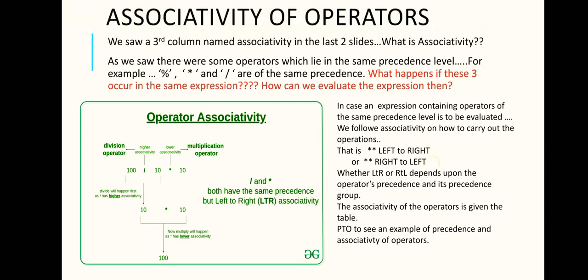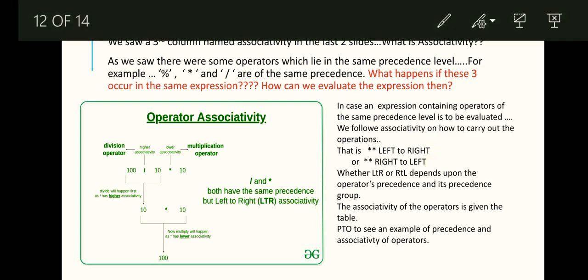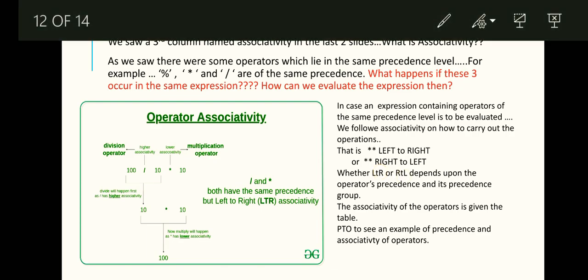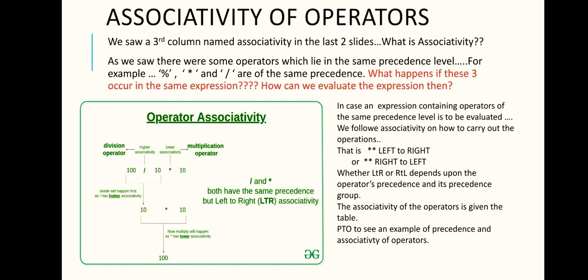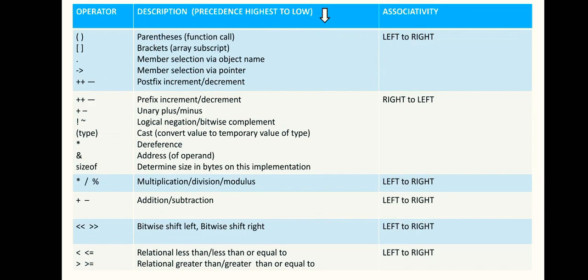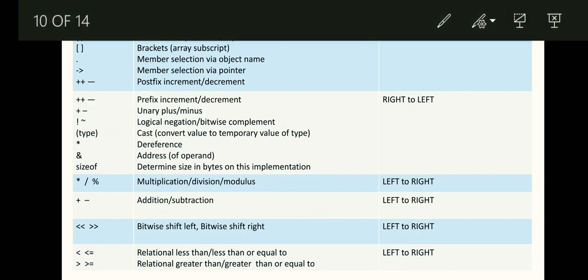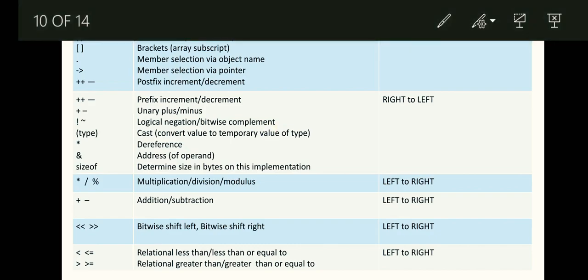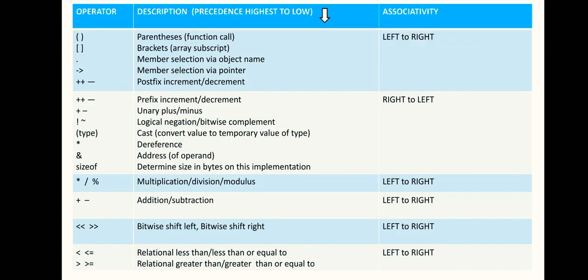These left to right and right to left rules are already defined, and we have given that in the table. Whether to use left to right or right to left depends upon the operator's precedence group. The associativity of operators is given in the table. We can see here that the parenthesis and brackets group has associativity left to right, and the group of prefix increment and decrement has associativity right to left, and multiplication, division, and modulus have associativity left to right.